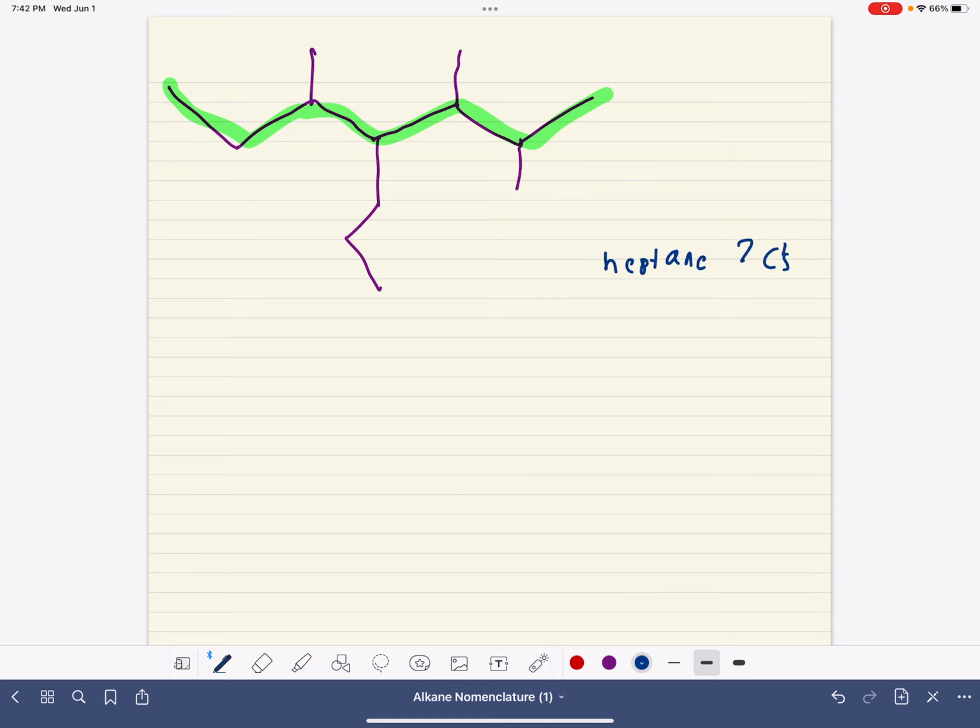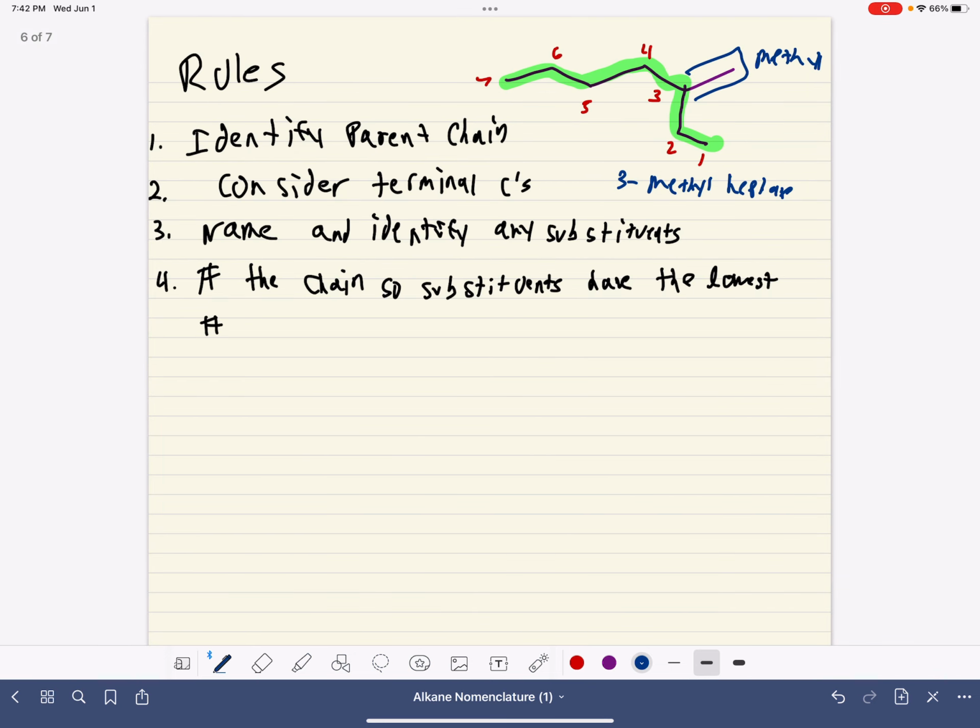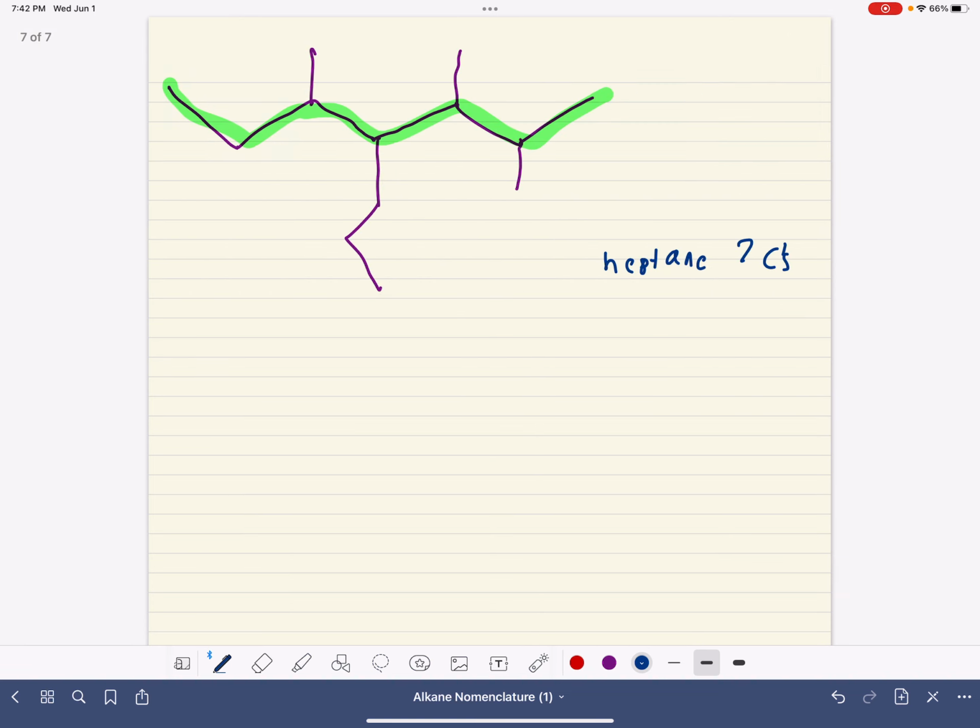And now the next thing in our rule is that after we identify the parent chain and consider the terminal carbons, we want to name and identify any substituents. So we do have quite a few here. We have 1 here. Whoops.